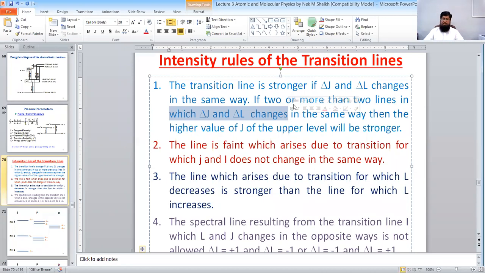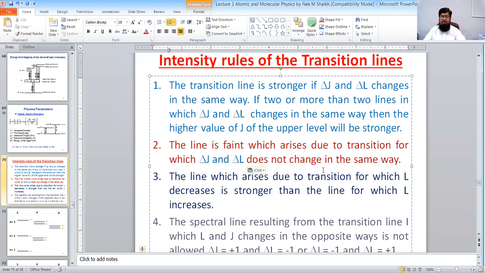The second rule is the line is faint which arises due to the transition in which J and L do not change in the same way. अब जिसमें डेल्टा J और डेल्टा L सेम वे पे चेंज नहीं हो रहे हैं, in which delta J and delta L do not change in the same way, तो as a resultant that transition line is faint, वो आपकी faint है.